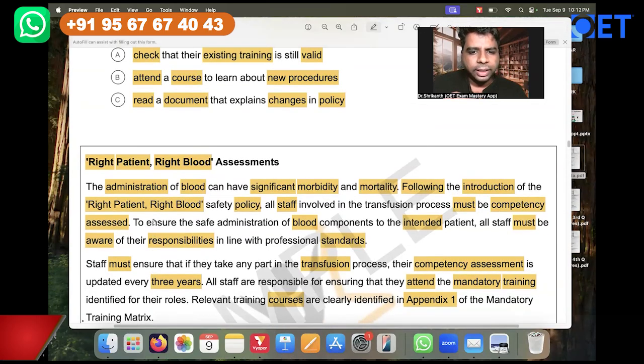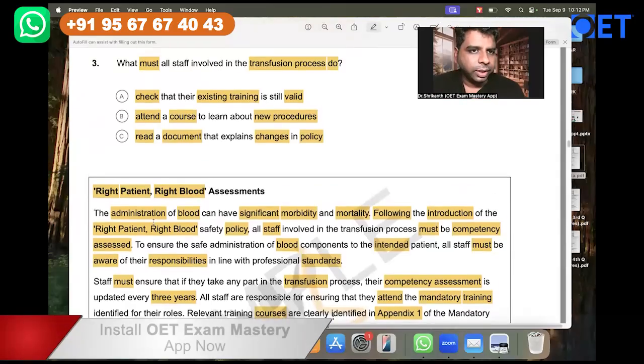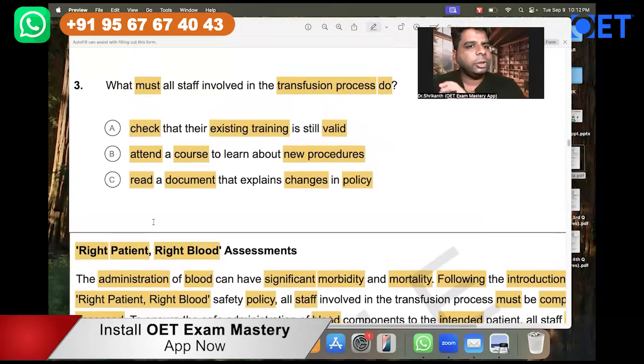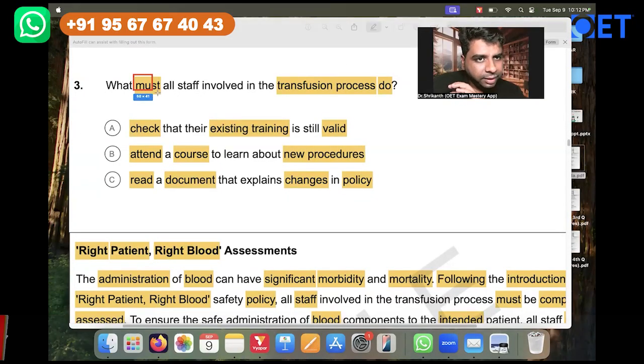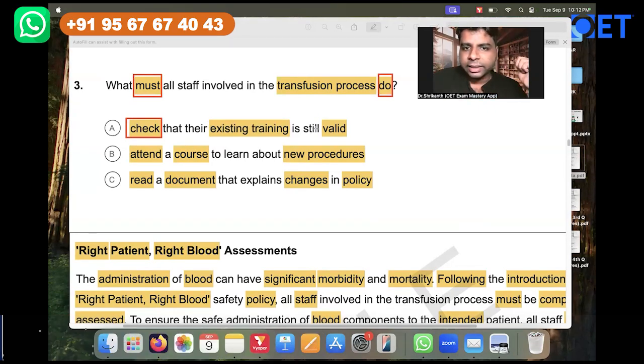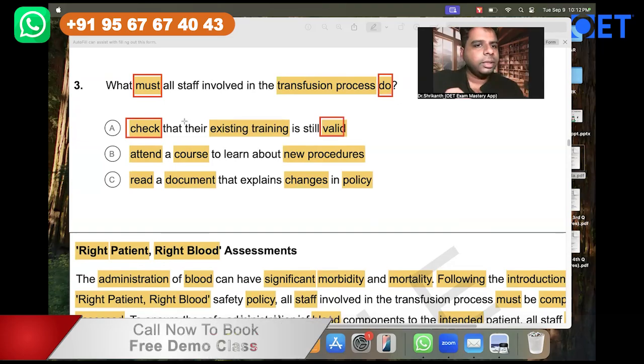Now let's take a look into the answer options. What is answer option A telling? Answer option A is telling that every single staff member participating in the transfusion process must check whether their existing training is still valid. So here every single keyword is mentioned. What is the verb over here? Check.